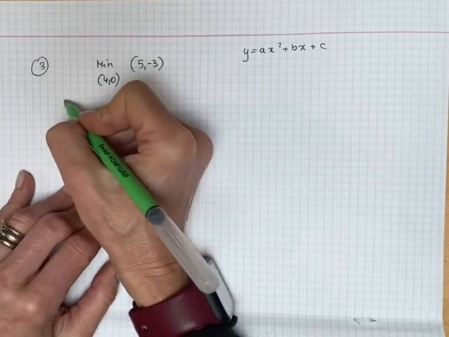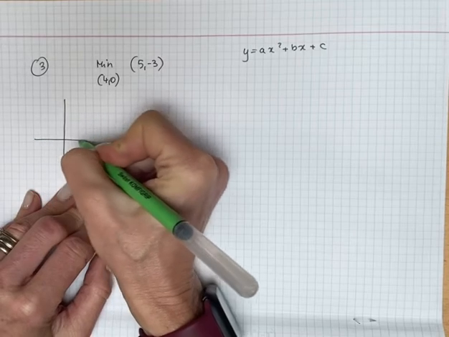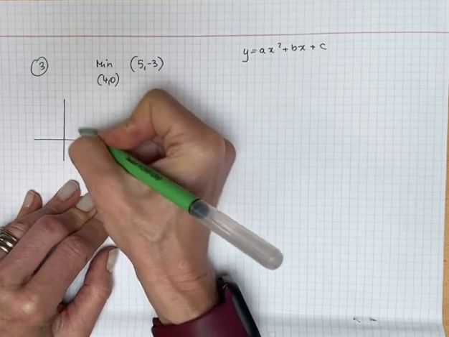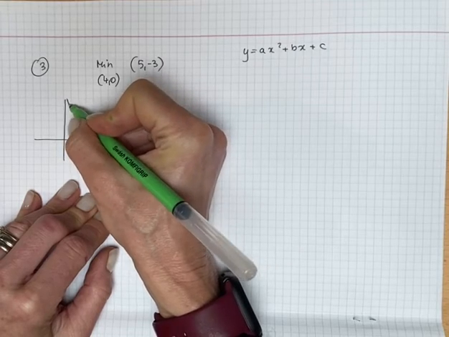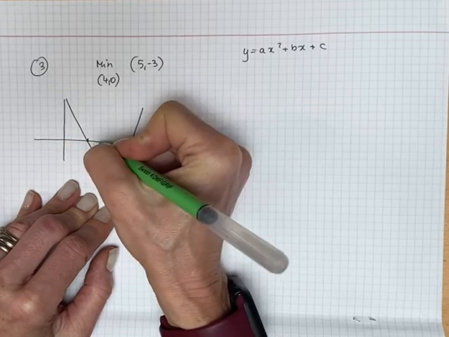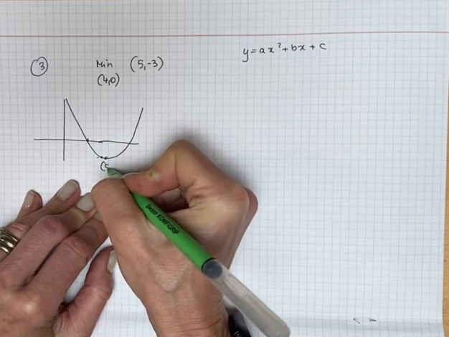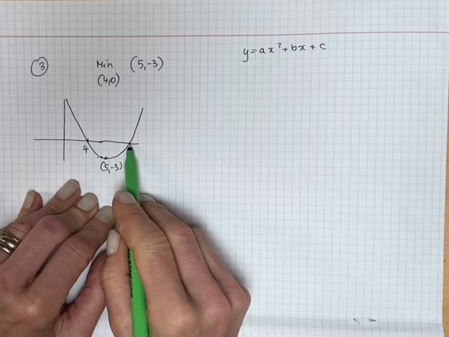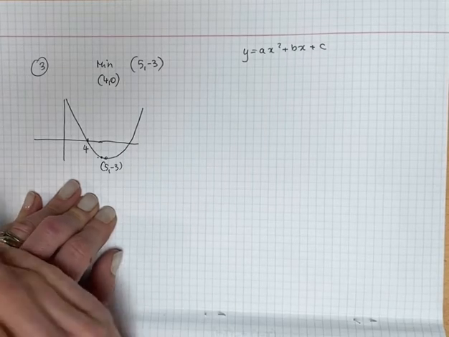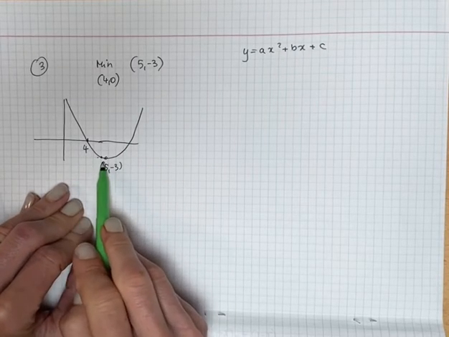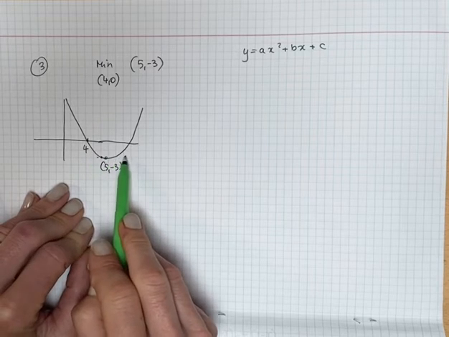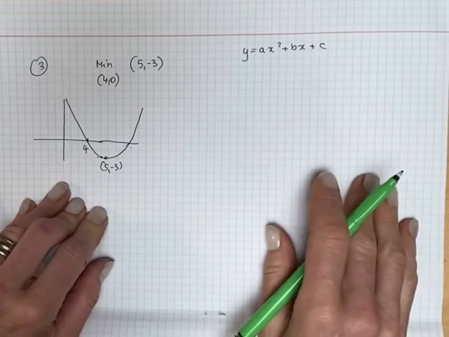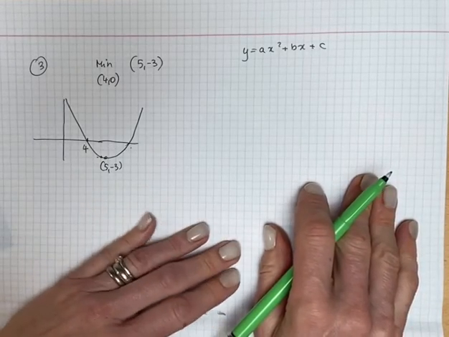If I can actually sketch it a little bit, it passes through (4, 0) and the minimum point is (5, -3). So it looks like that maybe. You could actually work out the other root and do it the other way by looking at the symmetry. The other root would be 1 more across by symmetry, so that should be 6. But I'm going to show you the same approach as before.